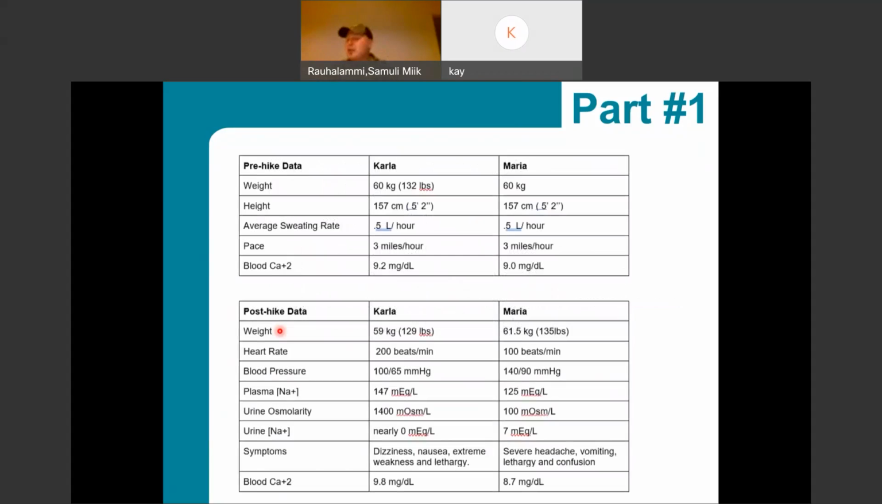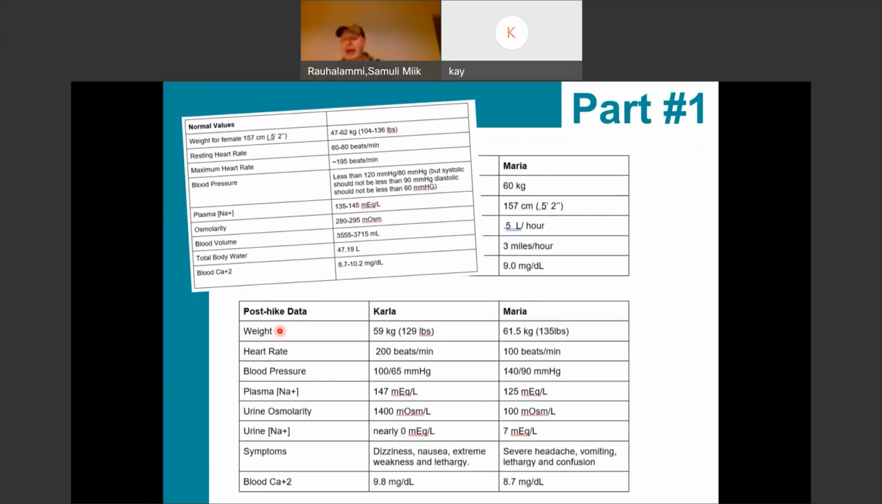These tables are just directly from your lab assignment, and you'll see that we are providing you normal values against which you can compare these post-hike values. And again, remember, you do not need to get every single detail. All you need to get is some of those and show me that you are doing critical thinking. As long as you do that, you'll get full marks.